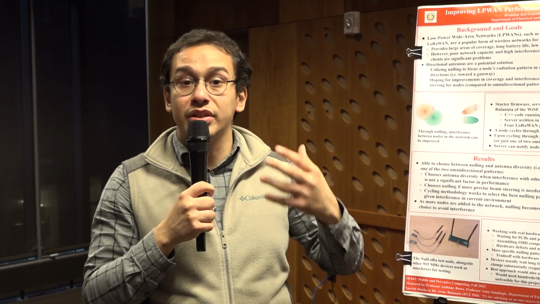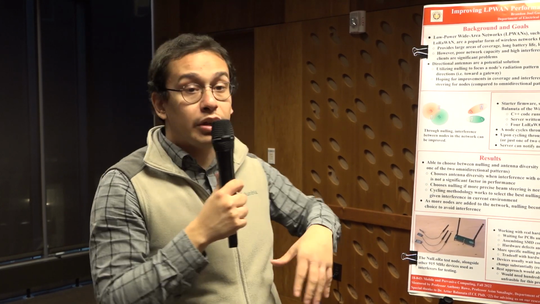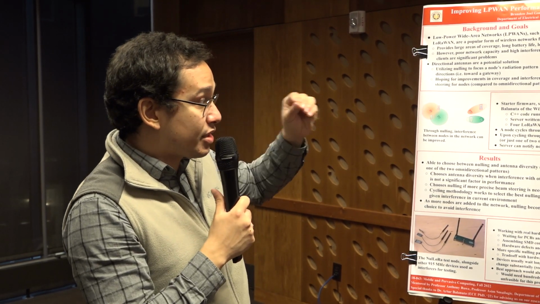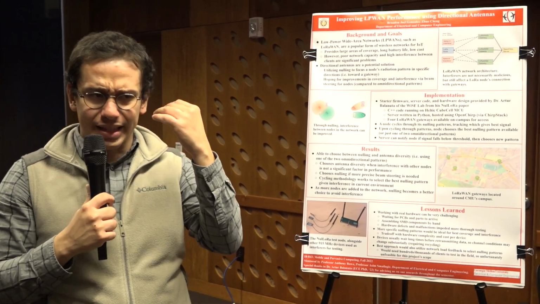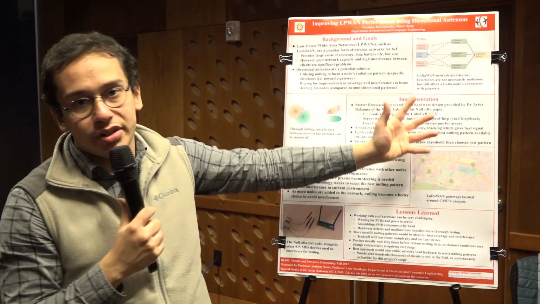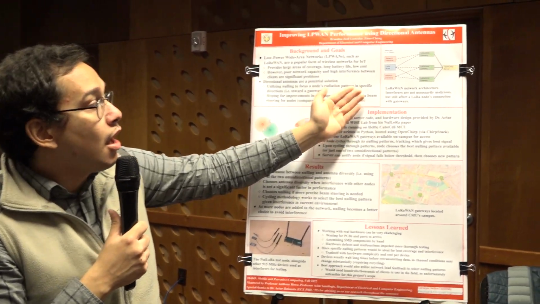the network. Using directional antennas for this purpose is called nulling. Using nulling allows you to focus your energy in a specific direction towards a gateway in the network, and this hopefully would provide better improvements in the interference between nodes in the network. You can see the network architecture for LoRaWAN to get a better idea.